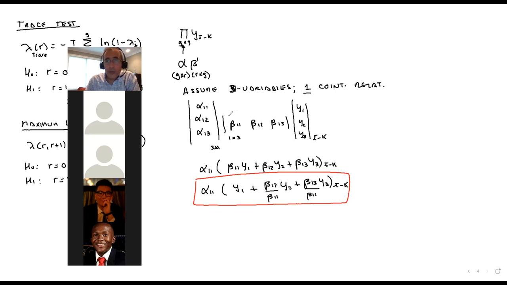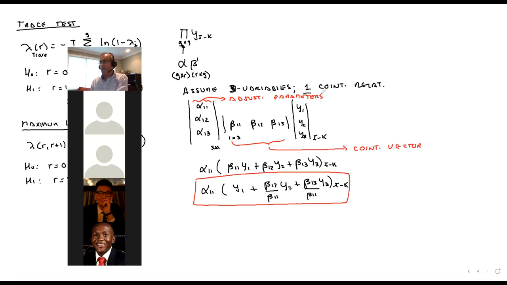Okay, so this part here is what is called the co-integration relationship, the co-integration vector. This part here, all these alphas, are called the adjustment parameters. Okay, and this is what we're going to see in a couple of minutes, guys. Once we do EViews, this is going to be much clearer for you. I'm pretty sure about that.